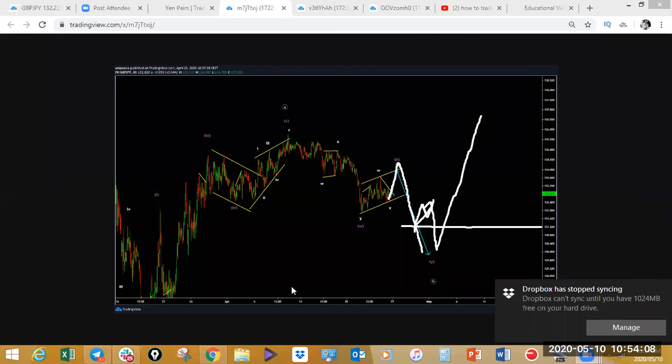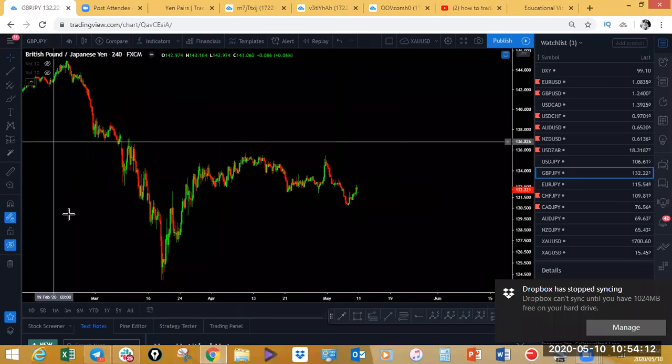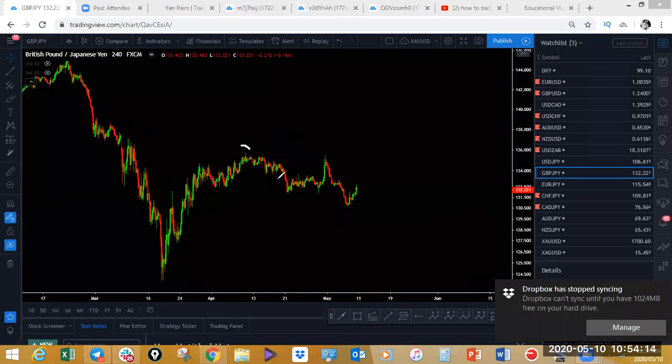Let's clear and go to pound yen. So this is the structure on pound yen. A move down, this is the 3 waves. We expected it to push higher, about 134, but it pushed up to 135. Now it has made a move to the downside. That was a forecast. Is this structure complete? It is similar to US dollar JPY.